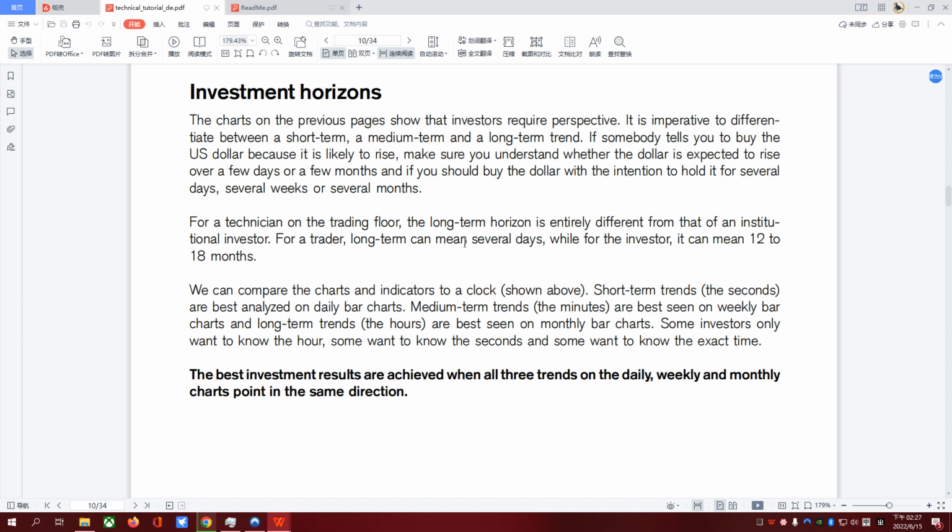Okay, if somebody tells you to buy the dollar because it's going to rise, you should make sure that you understand if that dollar is going to rise for a couple of days or a couple of months, or you will just end up losing the entire picture of the time frame you're going to hold, right?